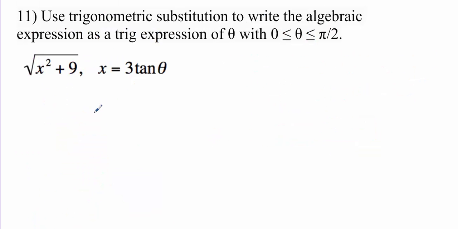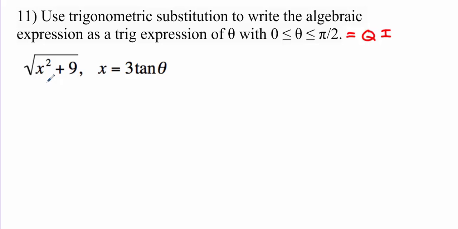All right, we only have 3 questions left. They're all just little variations of things that, honestly, we kind of have the skills to do, but they just look a little different, so we wanted to make sure you had a little practice. So here we're going to use trigonometric substitution to write the algebraic expression as a trig expression of theta. And you notice it says with 0 less than or equal to theta less than or equal to pi over 2. The translation there is quadrant 1. We like quadrant 1. Everything's positive. All right, so let's be happy, stay positive, and stay in quadrant 1.